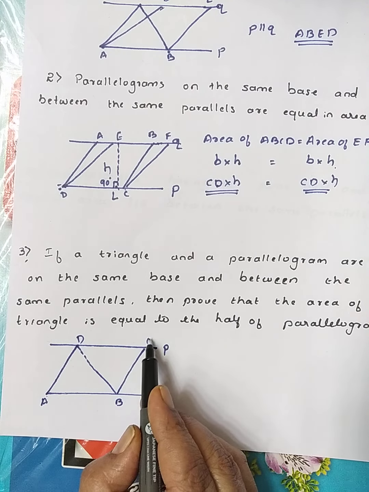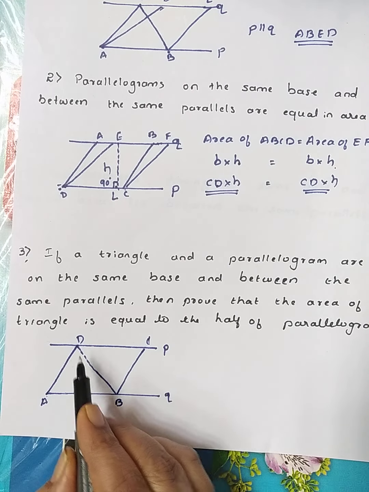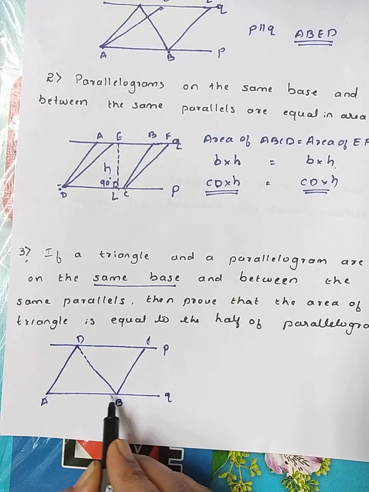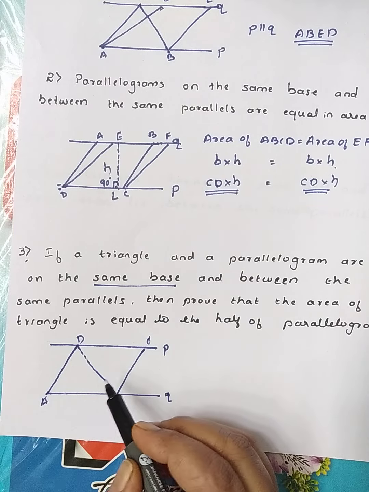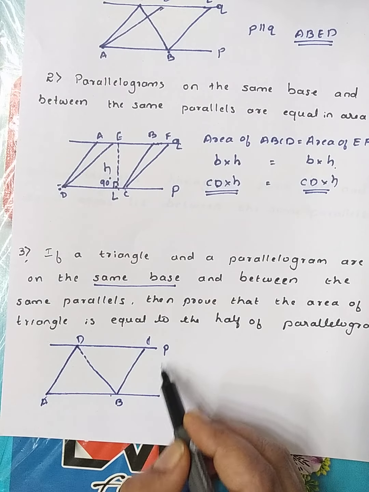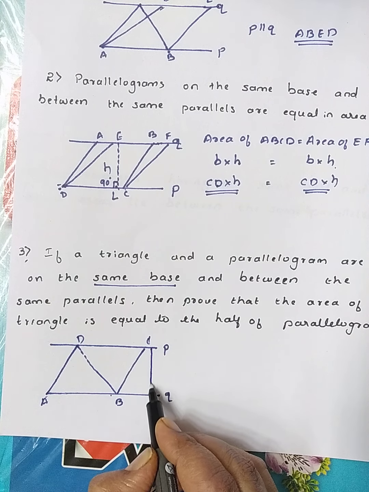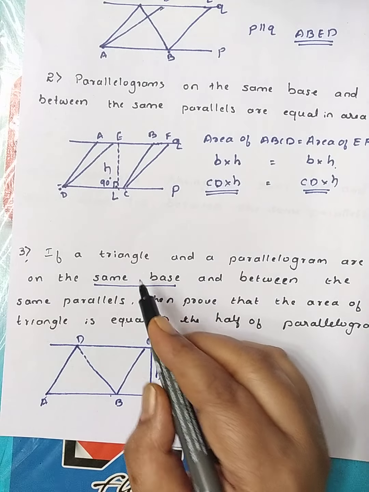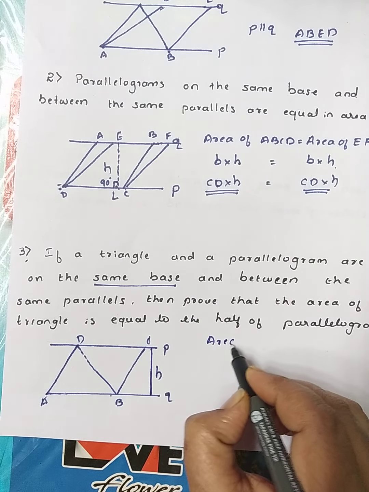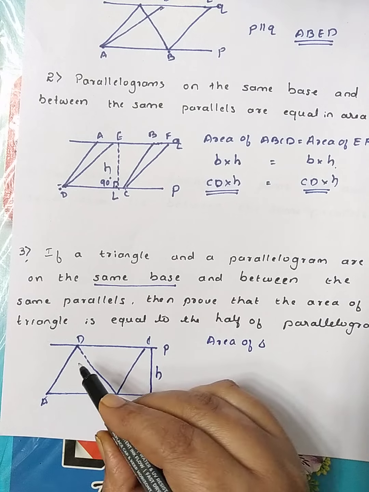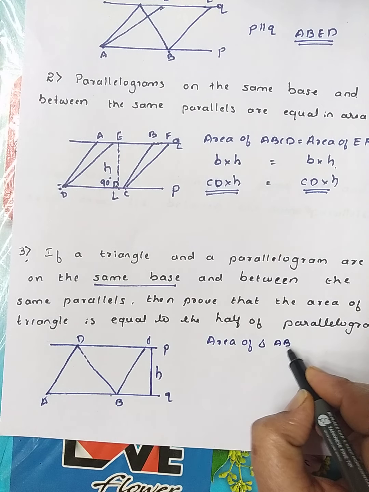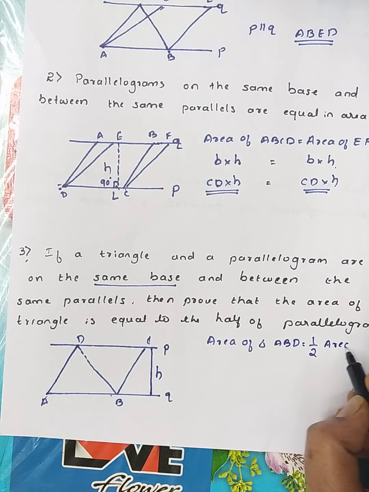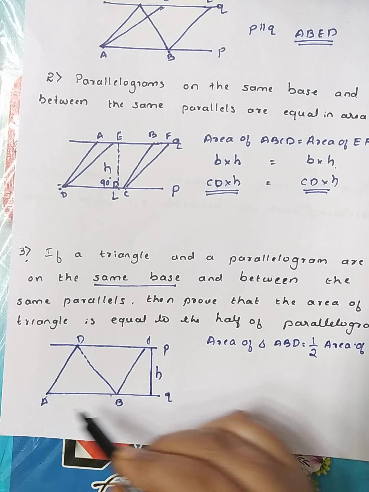So these two figures, one parallelogram and one triangle, are on the same base. Which is the base here? AB, and they are between the same parallels, that is P and Q, and the height is H here. So what is the theorem? If a triangle and a parallelogram are on the same base and between the same parallels, the area of triangle ABD is equal to half of the area of parallelogram ABCD.